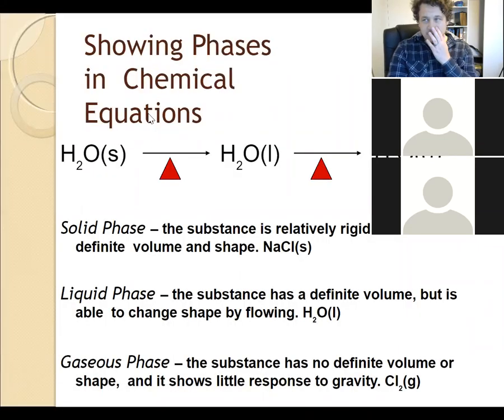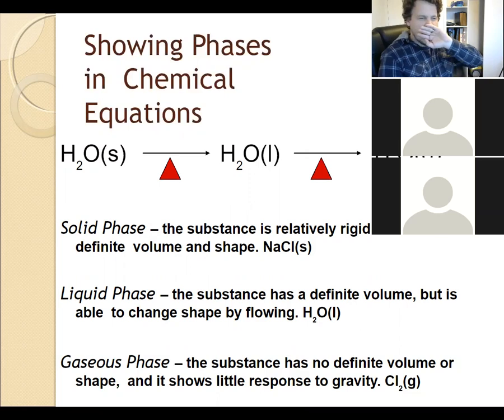So we also have these phases. Solid, liquid, and gas. And this is also really important for later on if you go down the road of studying chemistry, because it's an important indicator of what happens in a chemical reaction. So solid phase, the substance is relatively rigid and has a definite volume and shape. My phone is a definite shape and volume.